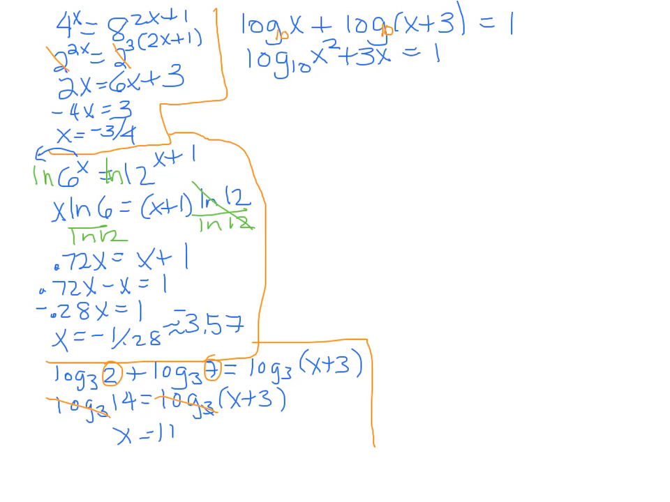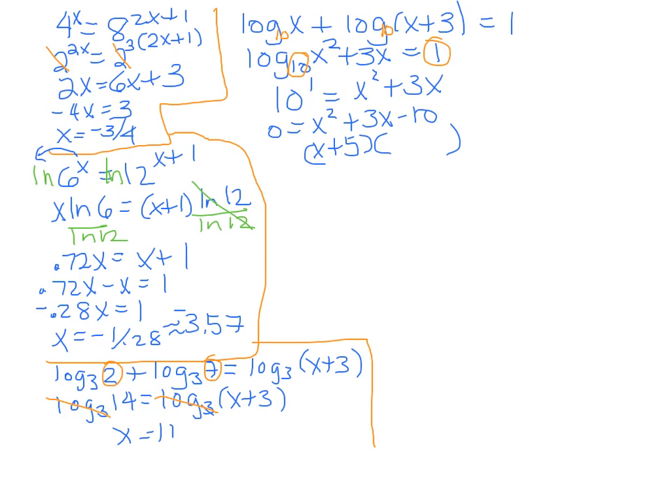And here's where you have a log equals a number. So this is your base, and this is your exponent. We're going to rewrite it as an exponential. 10 to the 1 equals x squared plus 3x. And you should recognize that as a quadratic. So x squared plus 3x minus 10. And we go ahead and factor. So this is x plus 5, x minus 2 equals 0. So x equals a negative 5 or a positive 2.